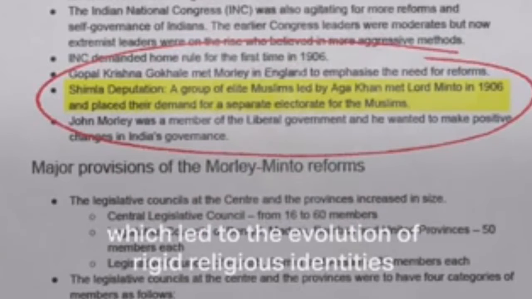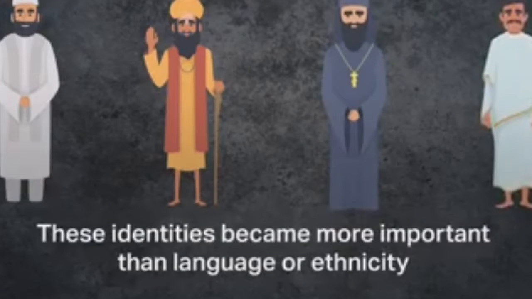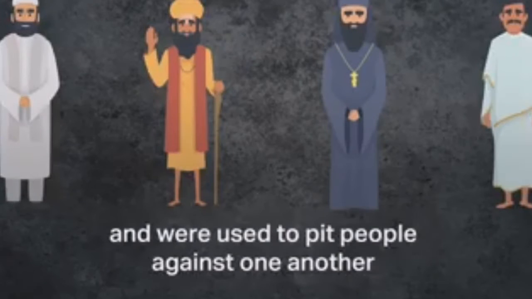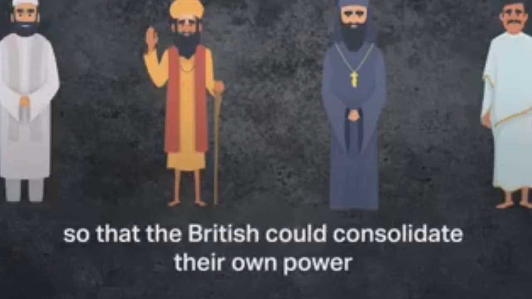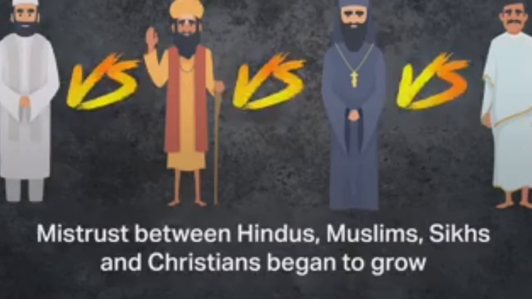They enforced specific measures like the scientific census in 1871 and the formation of a separate electorate for Muslims, which led to the evolution of rigid religious identities. These identities became more important than language or ethnicity and were used to pit people against one another so that the British could consolidate their own power. Mistrust between Hindus, Muslims, Sikhs and Christians began to grow.